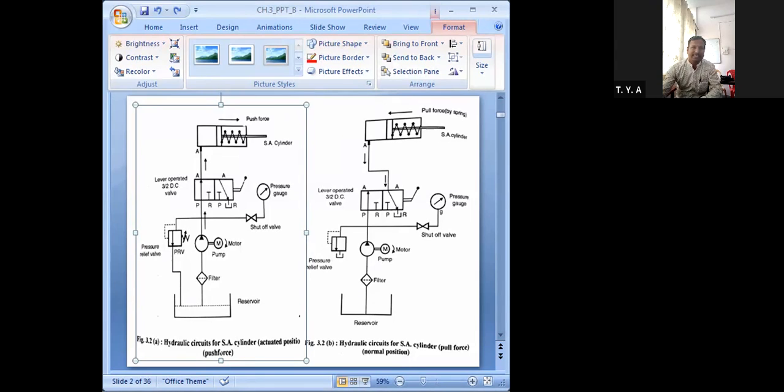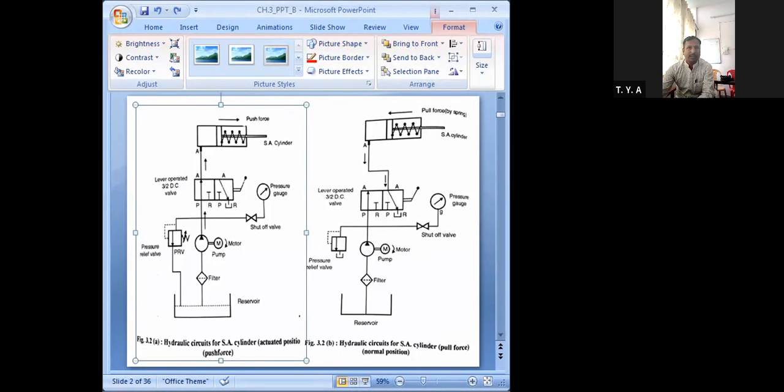Here we have the direction controller. You can check here it is 3x2. Three ports or three ways and two positions. 3x2 direction controller which is lever operated. You can see the lever here. We are taking fluid from the reservoir. You can see here the standard symbol of the reservoir. Then a filter is used. Here we have the pump and the motor.